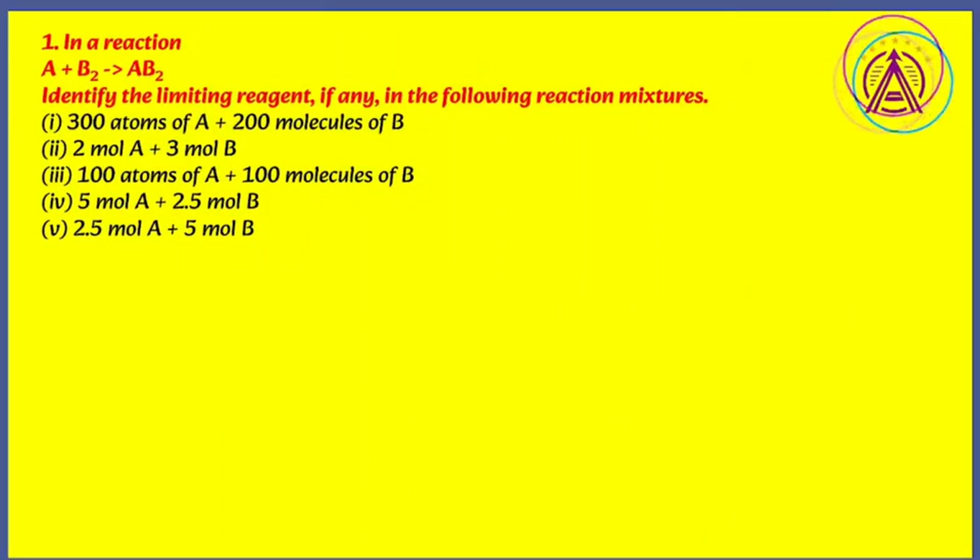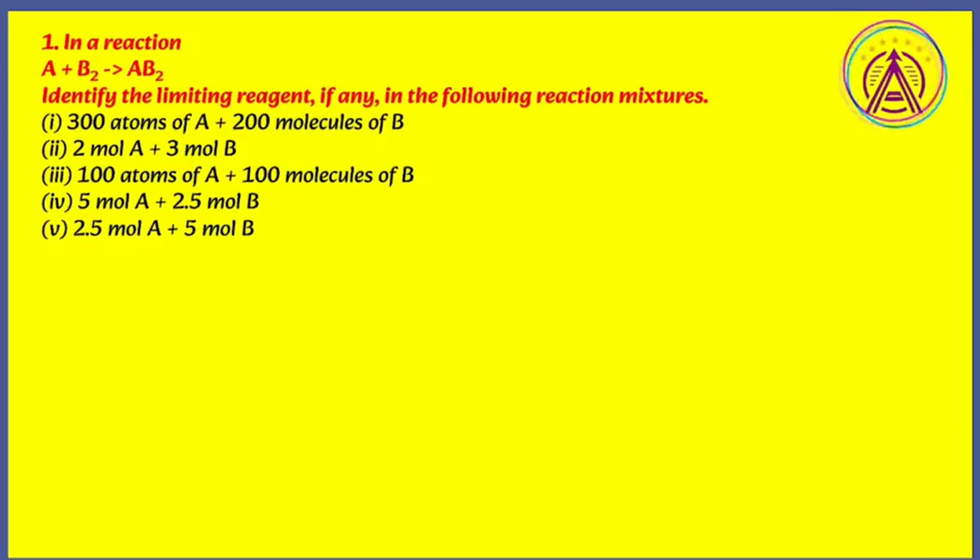Question number 1. In a reaction A plus B2 giving AB2, what they have asked you is to find the limiting reagent in different cases. Different reaction mixtures are taken, with different quantities of A and B. The first case, 300 atoms of A is reacting with 200 molecules of B. In the second case, 2 moles of A is reacting with 3 moles of B. In the third case, 100 atoms of A is reacting with 100 molecules of B. Fourth case, 5 moles of A reacts with 2.5 moles of B, and in the fifth case, 2.5 moles of A is reacting with 5 moles of B.